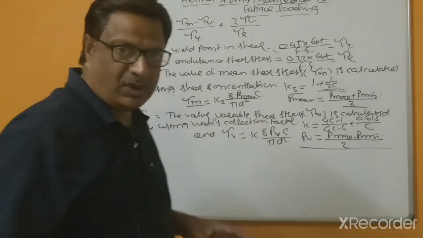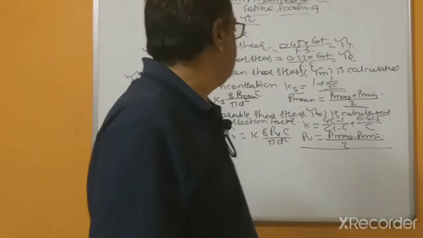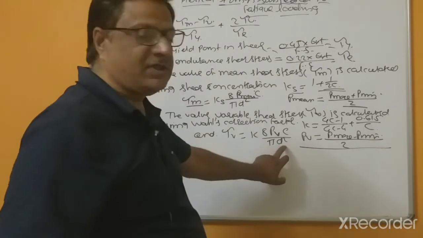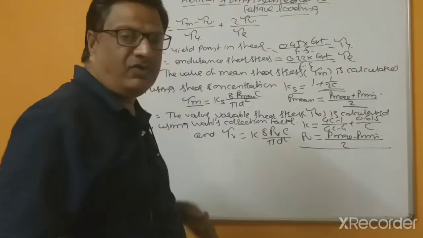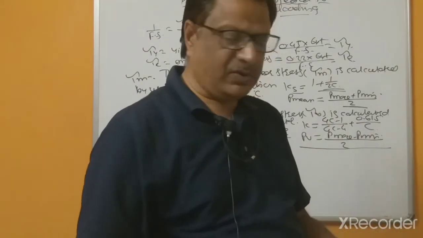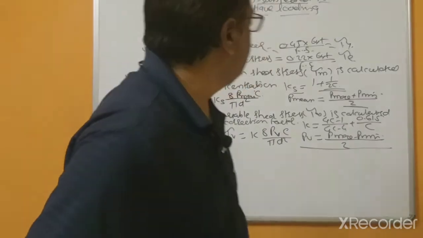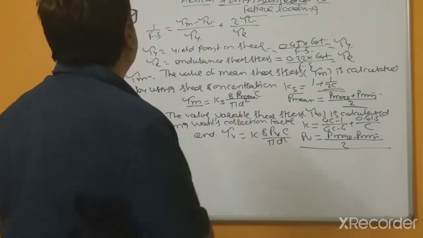In the problems, if the factor of safety is given, design the diameter of the spring, and when the diameter is given, calculate the factor of safety of the spring. So these are the two types of problems, and that's why I am taking these two types. The problems are very easy.